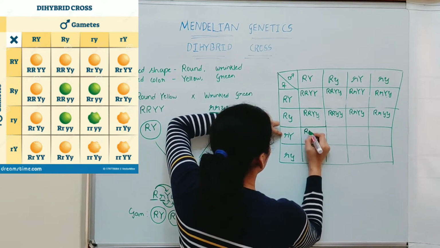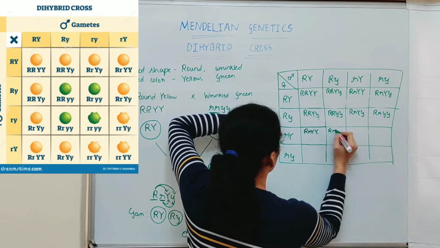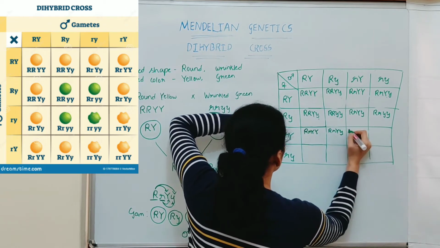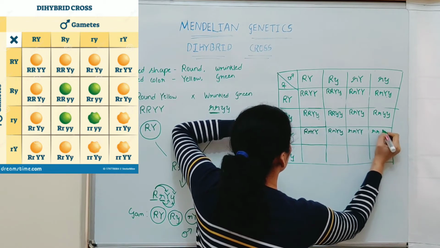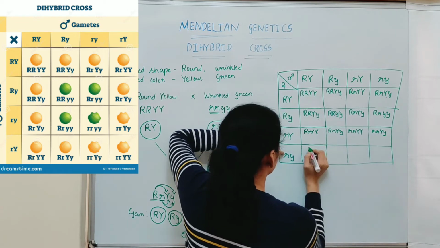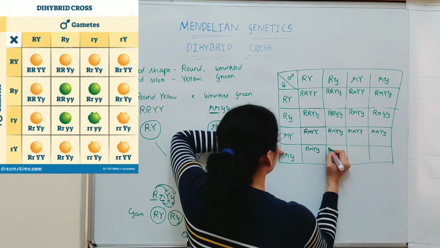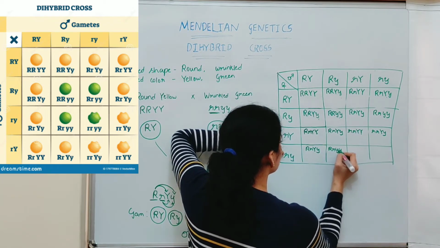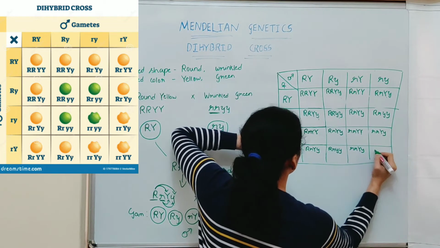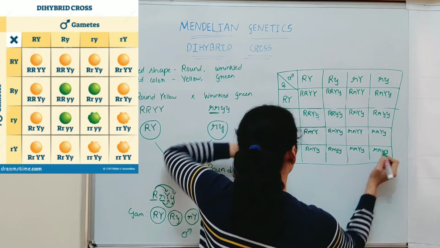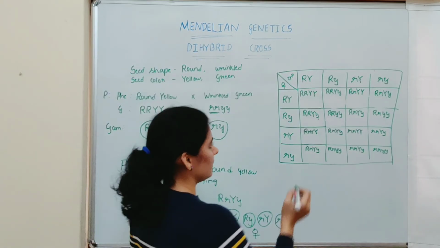So here capital R, small r, capital Y, capital Y. Here capital R, small r, capital Y, small y. Small r, small r, capital Y, capital Y. Small r, small r, capital Y, small y. Here capital R, small r, capital Y, small y. Capital R, small r, small y, small y. Small r, small r, capital Y, small y. Small r, small r, small y, small y. So these are the genotypes of the F2 offspring. We'll write the phenotype.